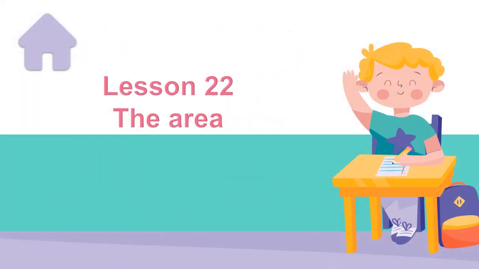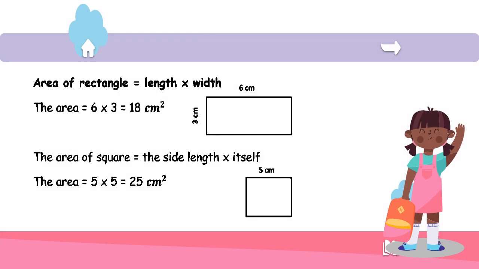Our lesson today is lesson 22, the area. Okay Primary 3, what is the area? The area is the space inside the shape. Okay, the space inside the shape.